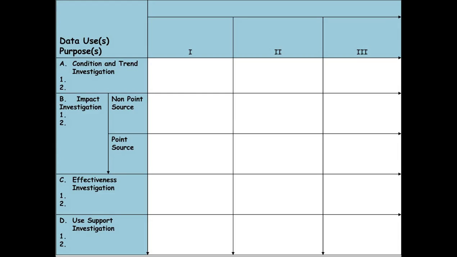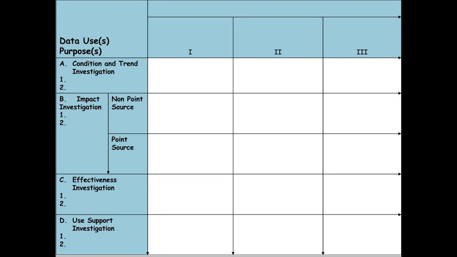the first one, A there, is condition and trend investigation. So you're monitoring for the purpose of understanding a condition of your body of water, or a trend analysis. Is the water quality going up or down? Is the fish population dying or coming back? It's a condition and trend investigation.